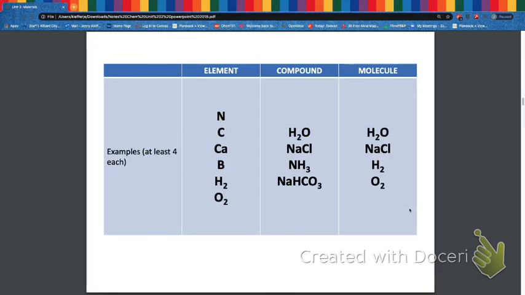H2O. NH3. So H2O is water. NaCl is sodium chloride, which is table salt. NH3 is ammonia, which is like in window cleaner. And NaHCO3 is baking soda.